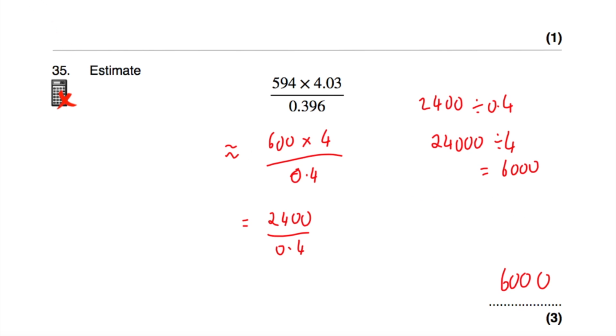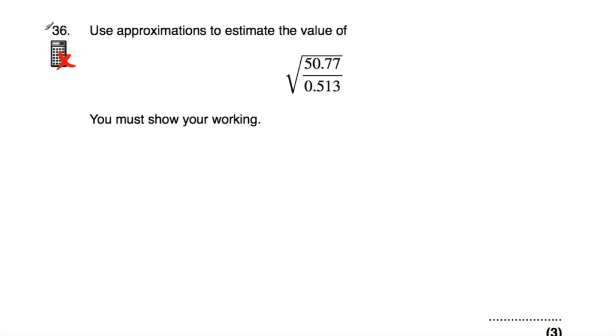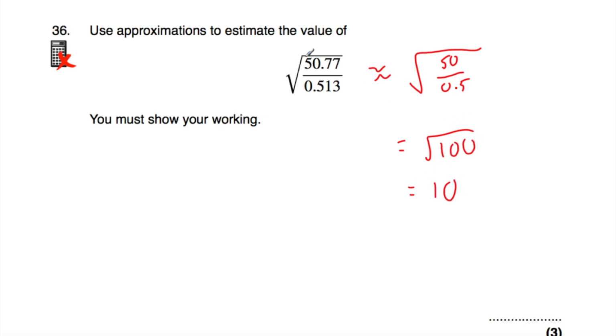Let's have a look at question number 36. Okay, let's have a look at our next question, question number 36. So we've been asked to use approximations to estimate the value of the square root of 50.77 divided by 0.513. So let's round these numbers to one significant figure. So that'll be approximately equal to the square root of 50 divided by 0.5. Now 50 divided by 0.5, well, how many halves go into 50? That's 100. So that would be the square root of 100. And the square root of 100 is 10. So that means that the square root of 50.77 over 0.513 would be approximately equal to 10.